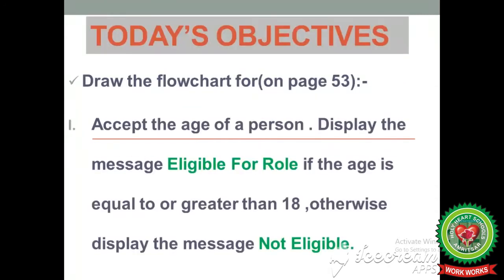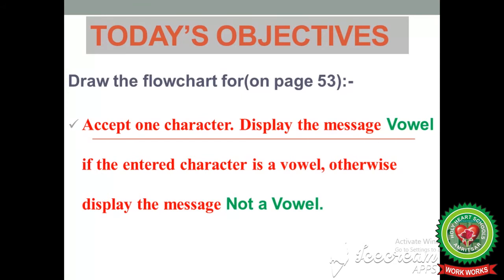So today we will discuss how to draw the flowchart to accept the age of a person and display the message eligible for vote if the age is equal to or greater than 18, otherwise display the message not eligible. And the second flowchart is to accept one character and display the message vowel if the entered character is a vowel, otherwise display the message not a vowel.